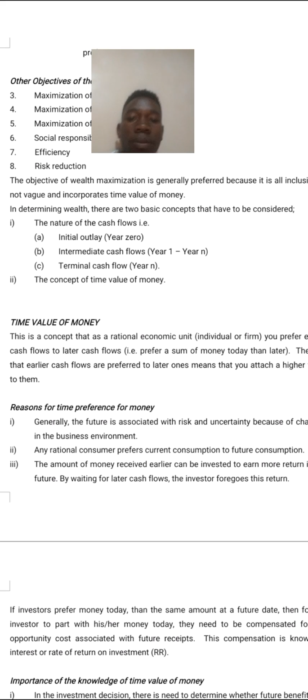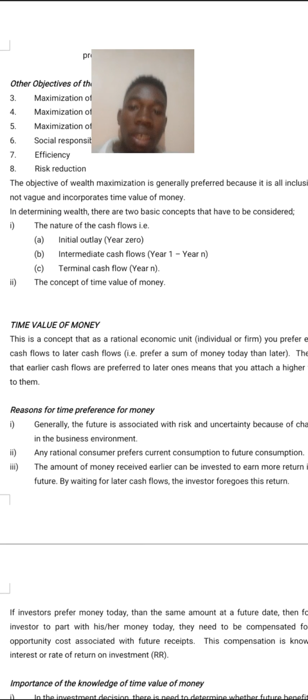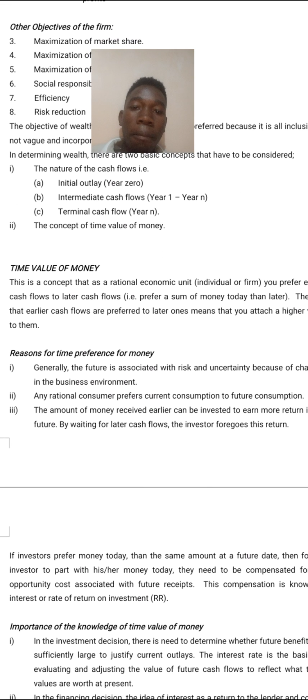So, time value of money is an individual's or a firm's preference for a sum of money now than the same amount of money at a later date. You see, your preference for a certain amount of money now than the same amount of money at a later date, that's what we call time value of money. And why would you prefer money now than at a later date? There come the reasons for time value of money. Among the reasons, there are generally three reasons.